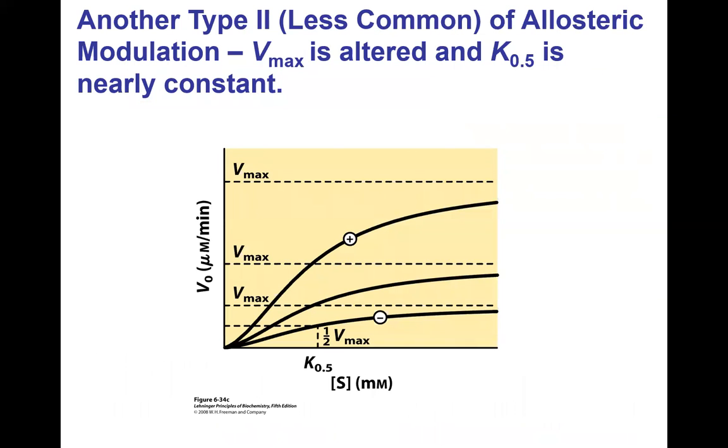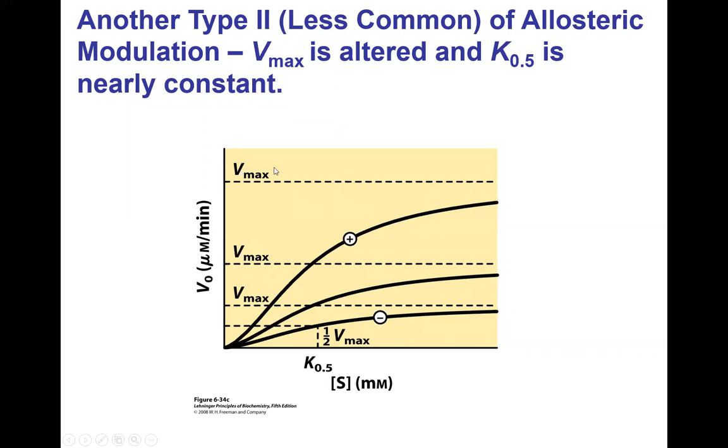What happens in type 2, which is less commonly observed in nature? Here, the Vmax is altered and K half is nearly constant. How? Look at the curve here. You can see that even if you try to extrapolate this curve to infinity, the middle curve is never going to approach the top curve, right? It's just not. So in this case, you have three types of Vmax: when you don't have any modulator, when you have a positive modulator, and when you have a negative modulator.